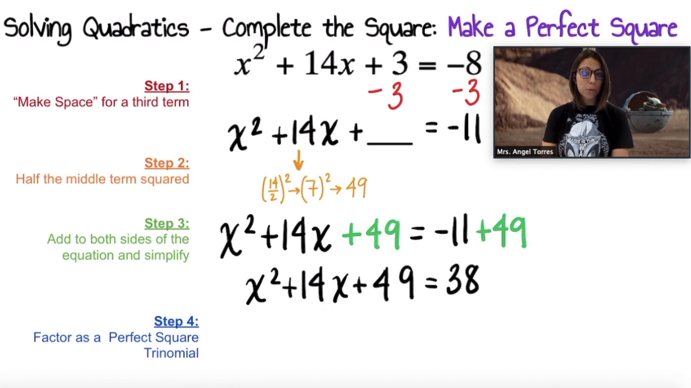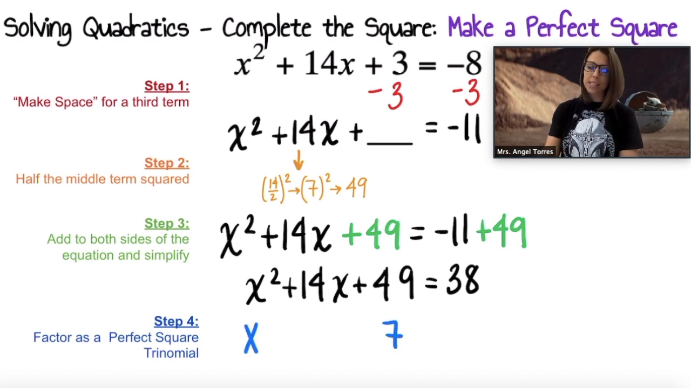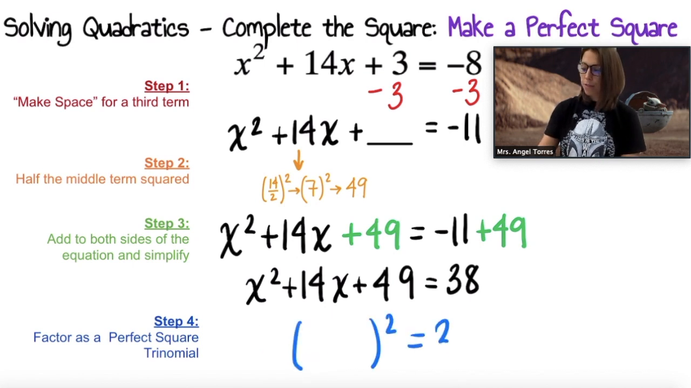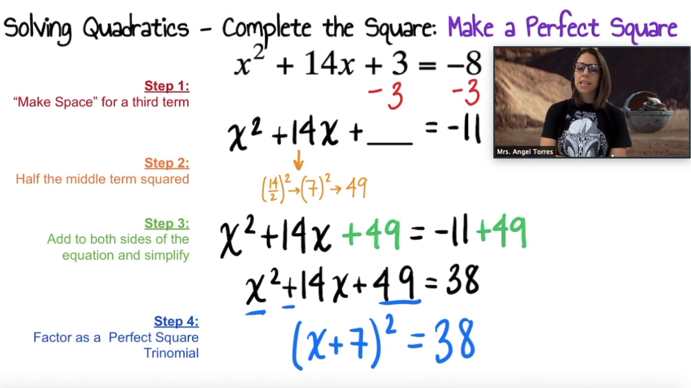I can tell this is a perfect square trinomial because the square root of x squared is x, square root of 49 is 7, and 7x plus 7x do add up to 14x. So we can factor. So we set up our binomial square, finish the rest of the equation, and here we go. Square root of x squared is x, square root of 49 is 7, and this equation has addition, so we can leave this as x plus 7 squared equals 38. So now it's in vertex form.